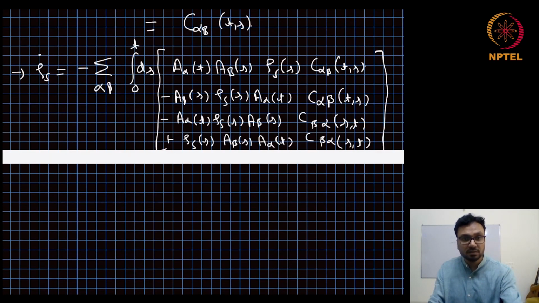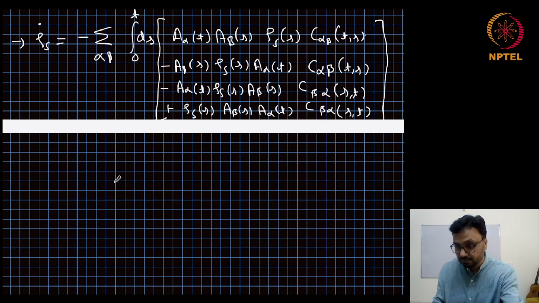Okay. So our dynamical equation in terms of rho s looks like this, and you can see that the right hand side depends on the 2-point correlation function of the Bath and the state rho s of the system, along with the operators A alpha and A beta, which act on the system Hilbert space. So in general, this equation is difficult to solve. To make it easy, we will apply some approximations, and those approximations we will explain one by one.